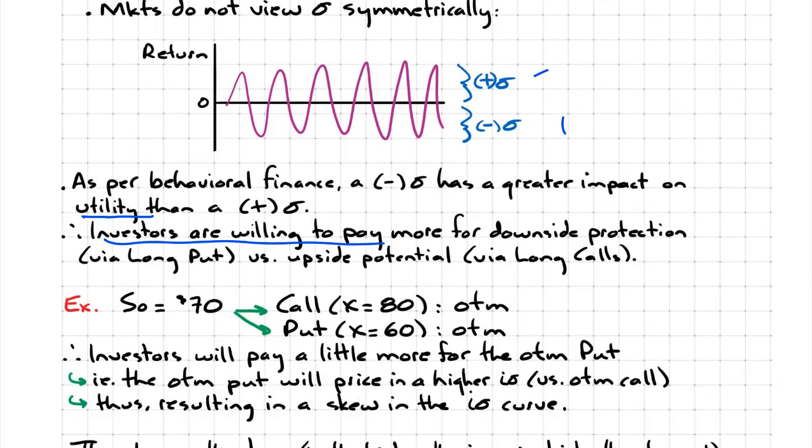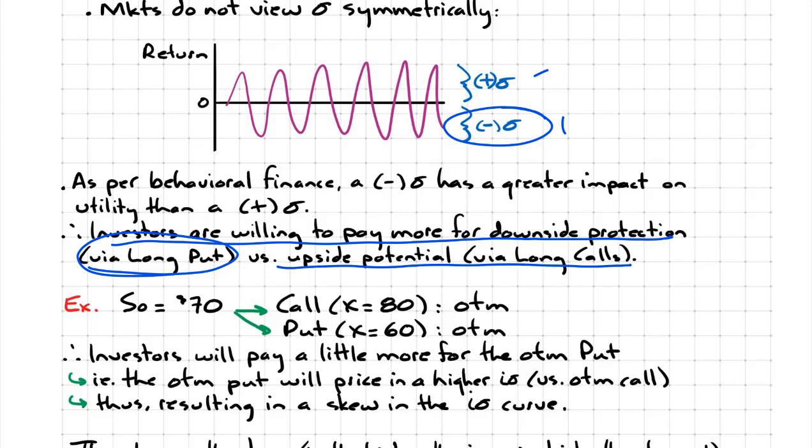As a result, investors are willing to pay more for downside protection through a long put, because that's what a long put is: it sets a floor, because it says you have the right to sell at this pre-specified price, versus upside potential, which is what you get from a long call. Again, this is so important as the basis for volatility skew. I'll just say it one more time. Because negative volatility generates a greater reaction, investors are willing to pay more for downside protection. In other words, they will pay more for a long put versus an equivalent long call.